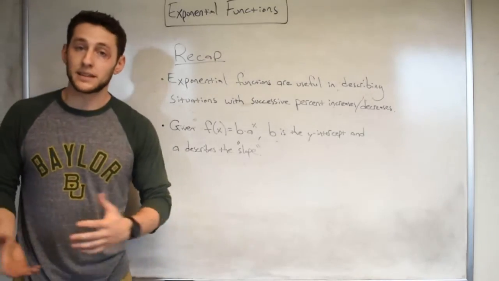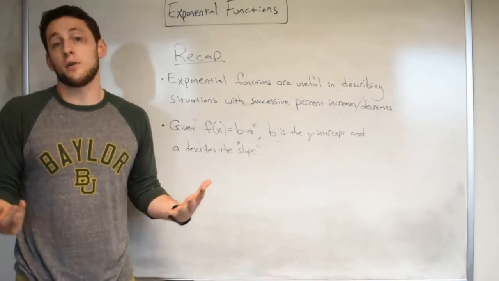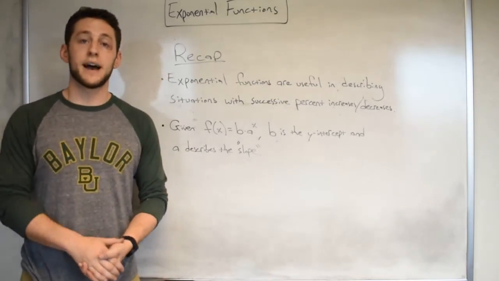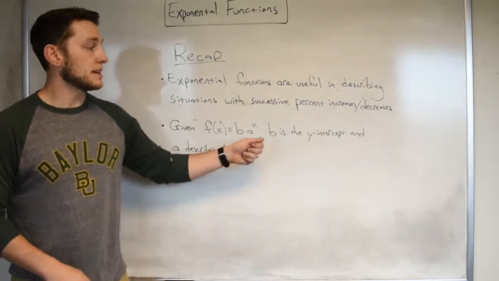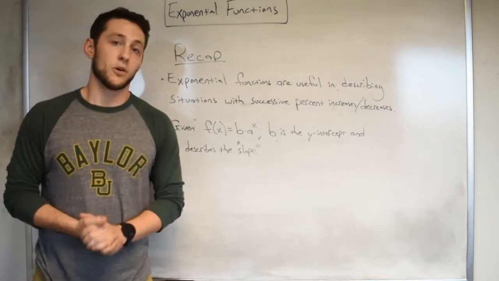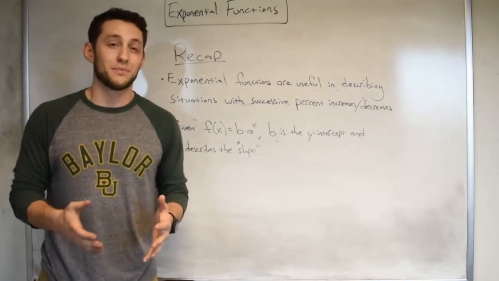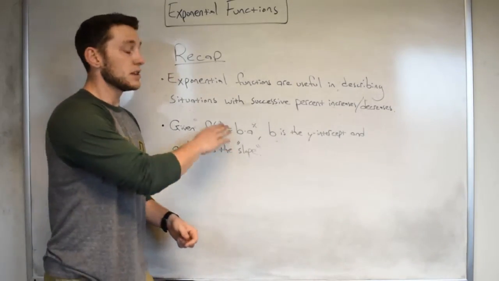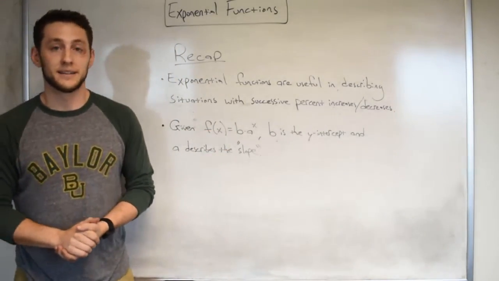Now, the main thing that we went over today, besides just kind of how they work and what they are, was given f of x equals b times a to the x, b is just the y-intercept, and a describes as best as we can the slope. If you have a word problem and you're trying to find this function, if you look for two points, you will be able to find this equation of a line.